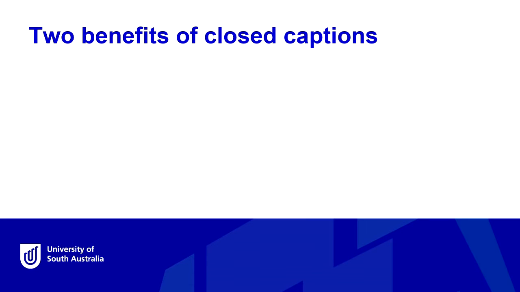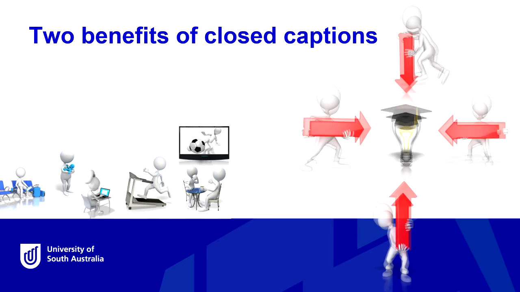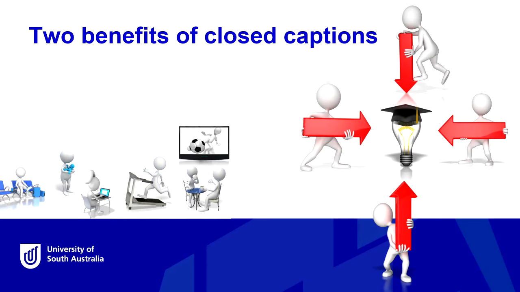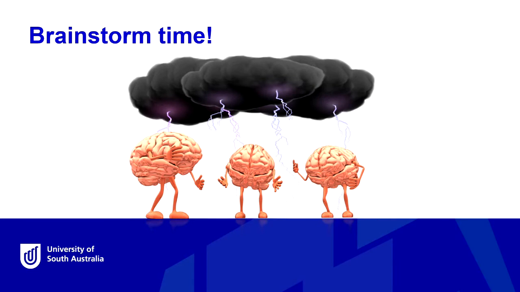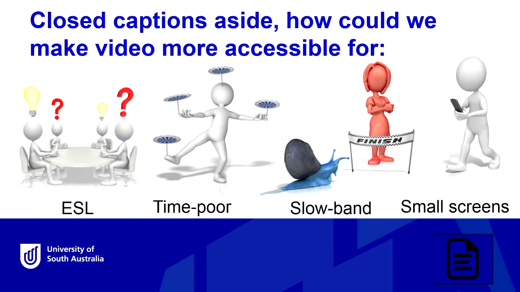So just by looking at one action that can make content accessible, closed captioning, we see that we can provide benefits to multiple stakeholders and provide multiple pathways into the same content as for the ESL student. Okay, brainstorm time. Closed captions aside, how could we make video more accessible for ESL students, time-poor students, students with slower connections, and students using smaller screens, like smartphones? Again, feel free to pause the video to reflect on this.